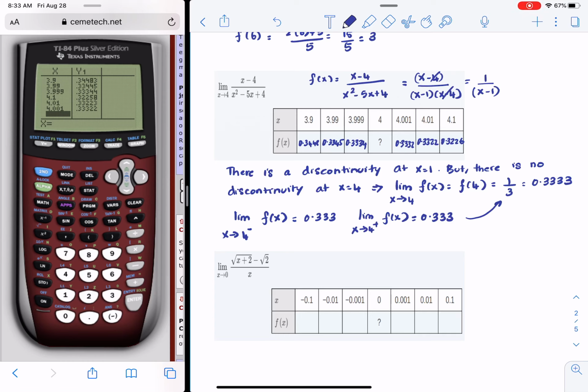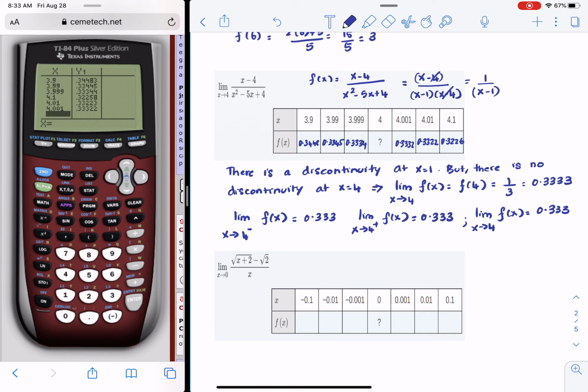So the value of the function is 0.3333, but according to what we know, we could simply say the limit as x approaches 4, f of x is 0.333. You know, in decimal values, with 3 digits, that's all we could match with the limit.